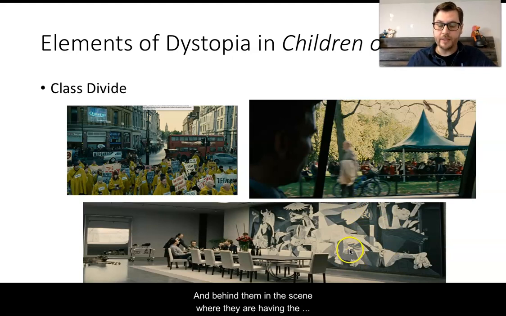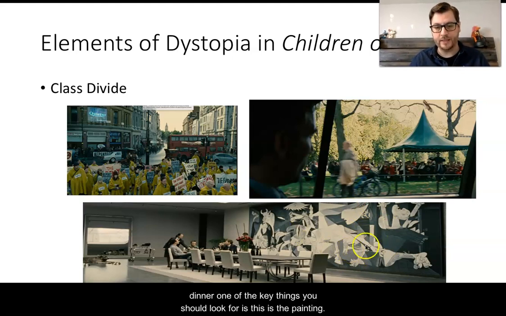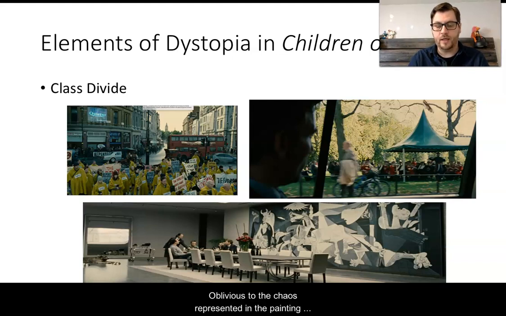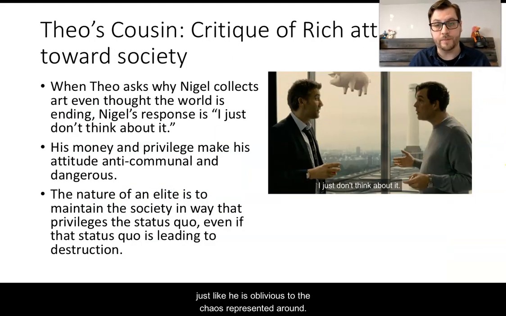And behind them, in the scene where they are having the dinner, one of the key things you should look for is the painting of Pablo Picasso's Guernica. And Guernica is very important as Picasso's artistic statement about the chaos and murder of the Spanish Civil War. So you have Nigel here, oblivious to the chaos represented in the painting, just like he is oblivious to the chaos represented around him.